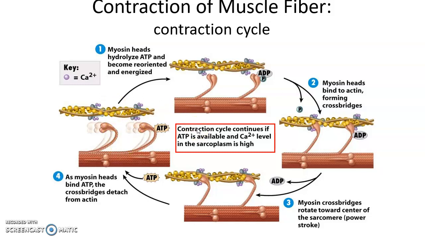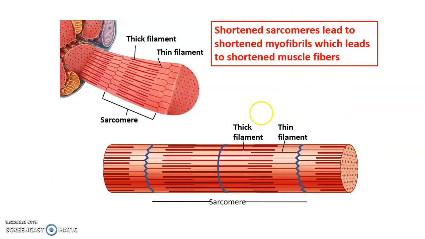Then, assuming there are still plenty of calcium ions in the cell that are free, and there's plenty of ATP, this cycle can continue to go again and again and again, shortening the sarcomere over and over again until finally it gets as short as possible. Now, again, the myofibrils, those long protein rods that go the length of the muscle cell, are made up of millions of sarcomeres. So when all those sarcomeres get shorter from the contraction cycle, this causes the myofibrils to get shorter, which then causes the entire muscle cell, the entire muscle fiber, to get shorter, which then causes the muscle itself to contract.